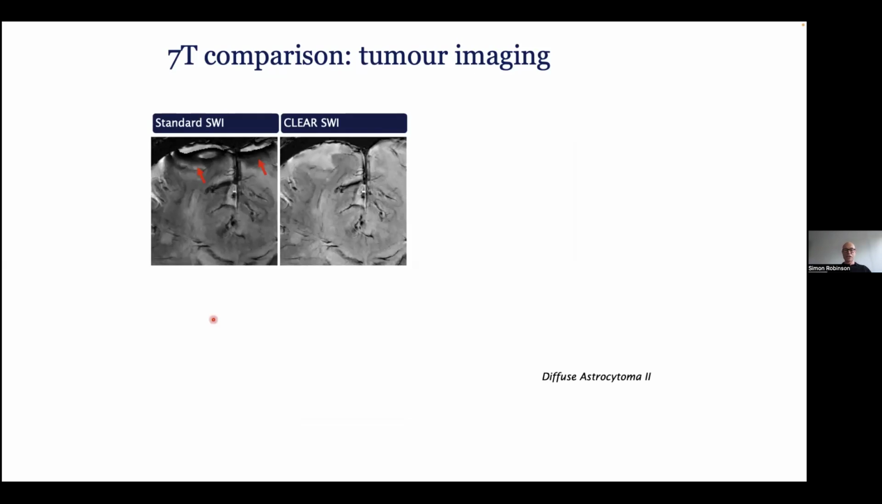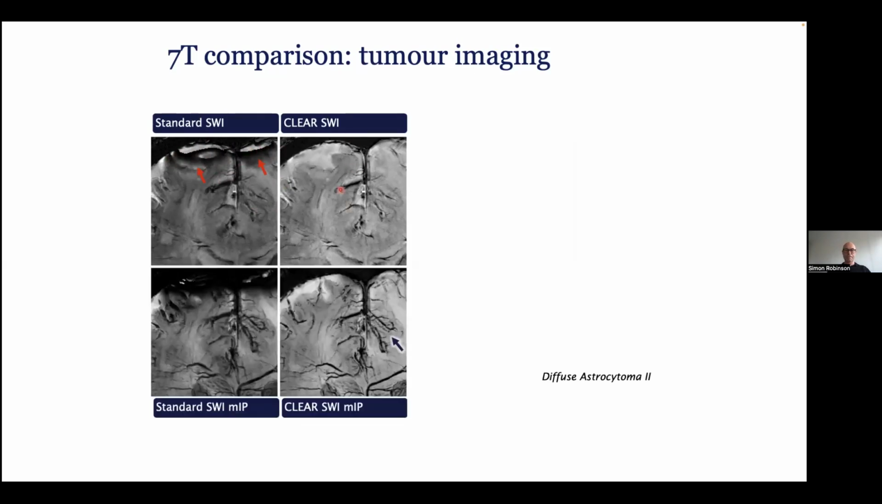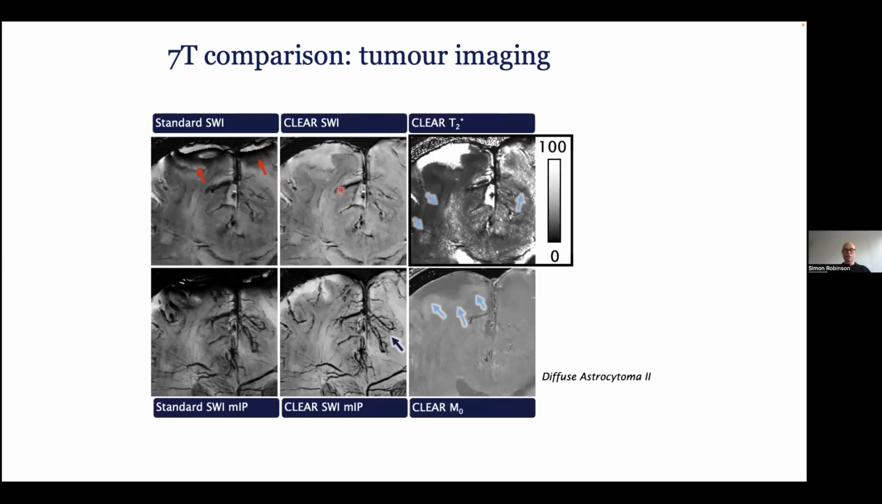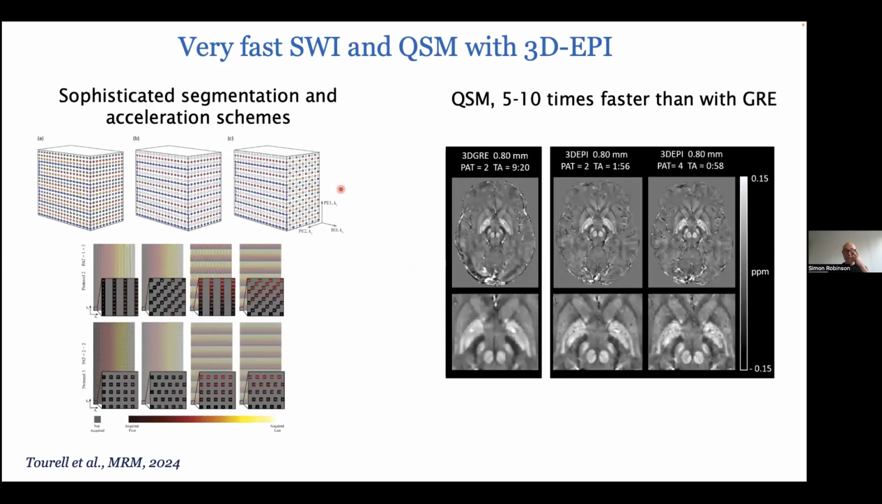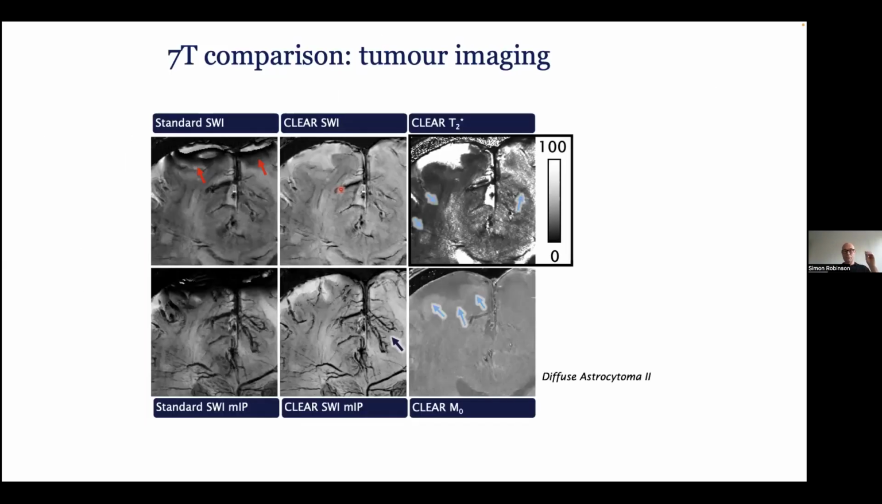And this is another patient with a diffuse astrocytoma, where we can see that this pathology here is quite obscured by the presence of these phase wraps that we don't have here. And again, we've got the T2 star and then 0 to look at as well. Okay, so that was all some patient examples.